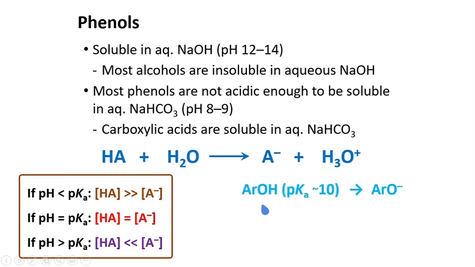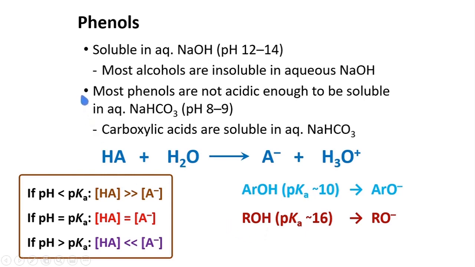Take note that phenols have a pKa of about 10, so if the pH is higher than 10, such as when you have aqueous sodium hydroxide, then phenols will dissolve. Alcohols have a pKa of 16, and this is higher than the pH, so there will be more alcohol than the alkoxide, and alcohols will be less soluble in water, except for low molecular weight alcohols, of course.